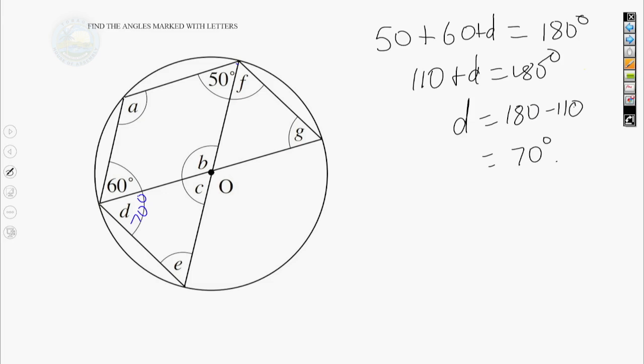Nice. Now what do we know then? Well, if here is 70 degrees, what shape is this? This is an isosceles triangle, which means that the base angles are equal. So if D is 70 degrees, then E is 70 degrees.